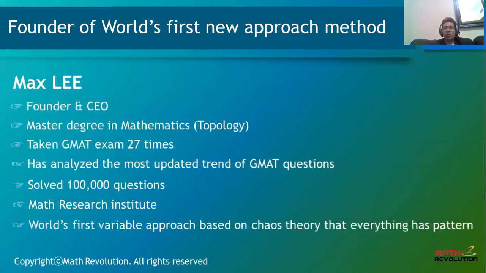The person who has given us this opportunity to crack DS with this unique approach is Max Lee, who is the founder and CEO. Having done a master's degree, he has taken the GMAT almost 27 times, and is still working a lot every day and night on the questions, the question stems and formats, and coming up with a lot of new techniques to solve questions. He has solved almost 100,000 questions, and he is the one behind the world's first variable approach.